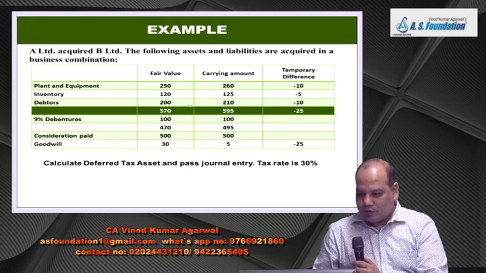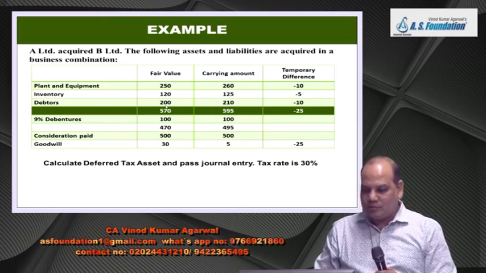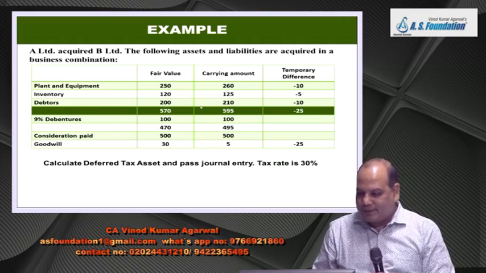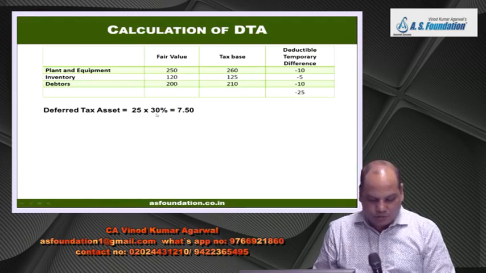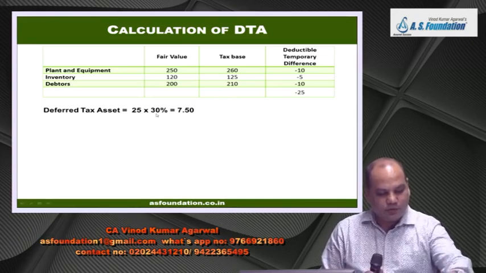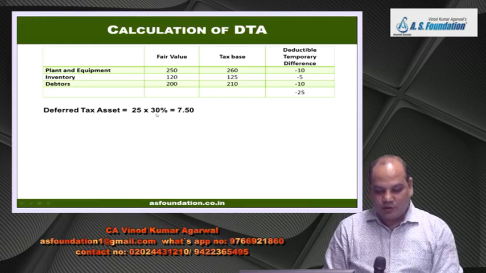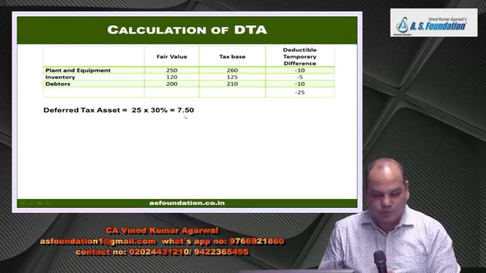What? For debtors? Some debtors are not realizable, no? So reduce it. So now write down, first compute the DTA. What is DTA in this example? Directly write DTA equal to 30% of 25. Is the answer printed? First just do the calculation I have done for you. DTA will be 7,500 or 7.50 lakh.